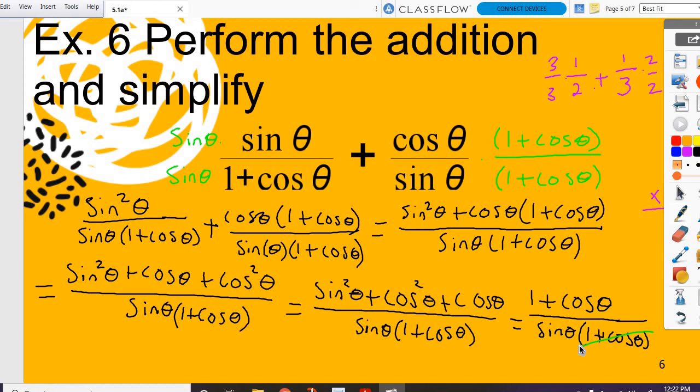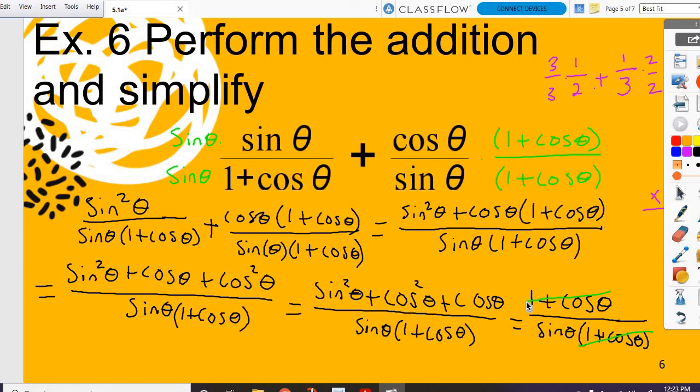Yes, sir? I kind of got lost between the part where we turned 1 plus cosine of theta into cosine squared theta. Here, I just distributed. So cosine times 1 is cosine. Cosine times cosine is cosine squared. Does that make sense? And then all I did was change my order. So I switched my cosine and my cosine squared. That way my sine squared and my cosine squared were next to each other. And then using my Pythagorean theorem, I know sine squared plus cosine squared is 1.